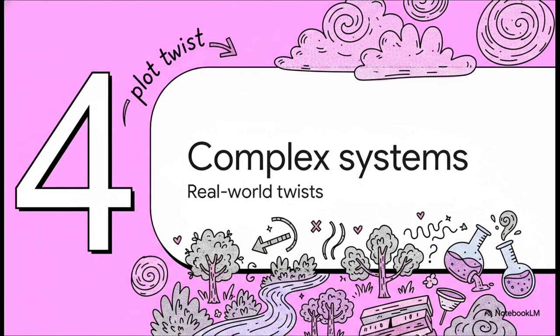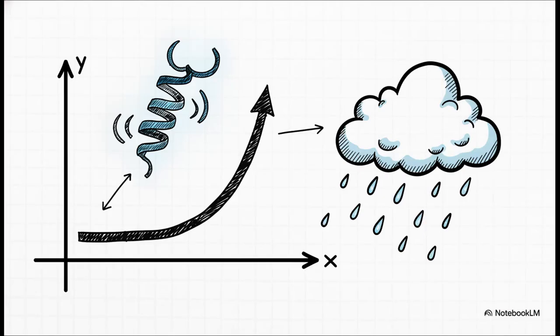Section 4. Complex systems and nonlinear thermodynamics. But as you probably know, science is rarely just perfectly straight lines. When we leave the highly controlled lab and enter the messy reality of nature, a system's heat capacity actually changes with temperature, a concept known as Kirchhoff's law.